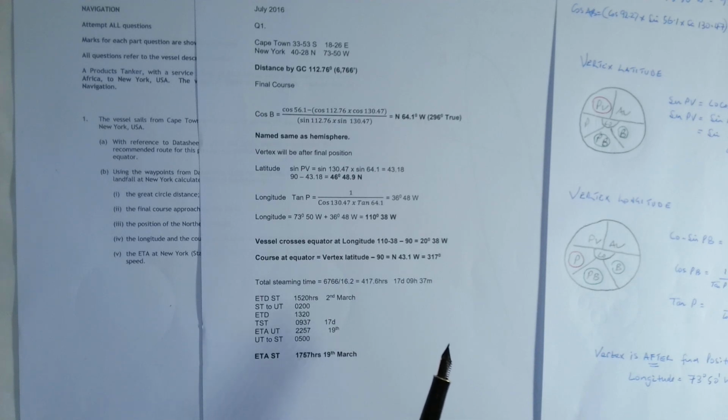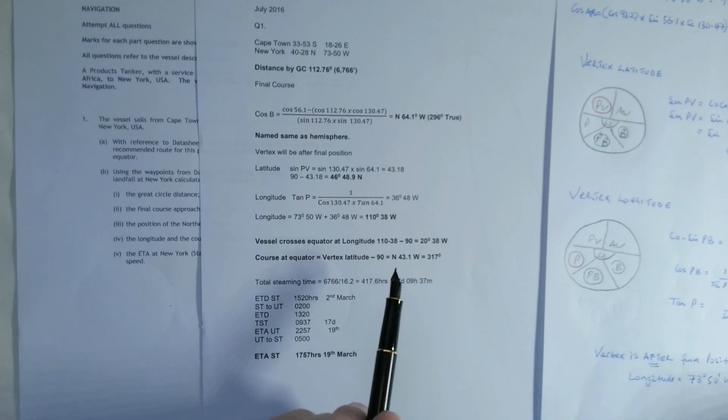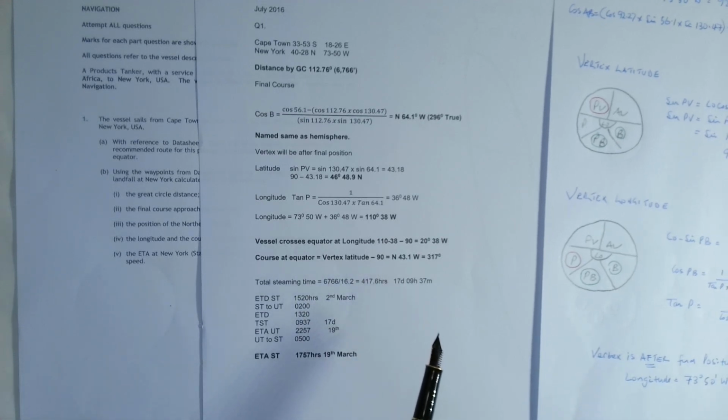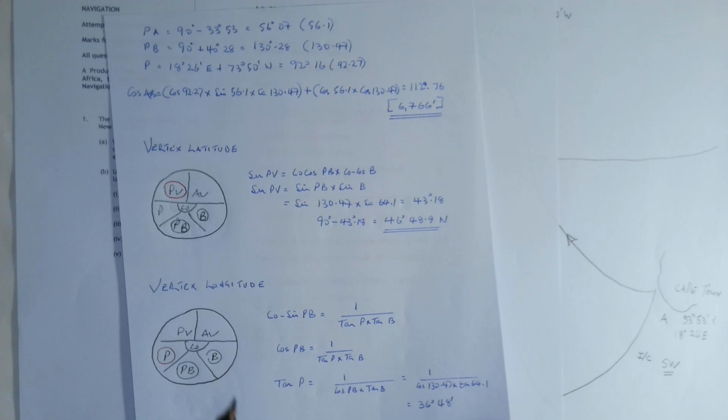And the course at the equator, of course, will be the vertex latitude taken from 90 degrees, named quadrantially. So we're going northwest, so it would be 90, latitude minus 90, which is north, 43.1 west. And of course the 43.1 is the value taken from 90 that we got with our vertex latitude.